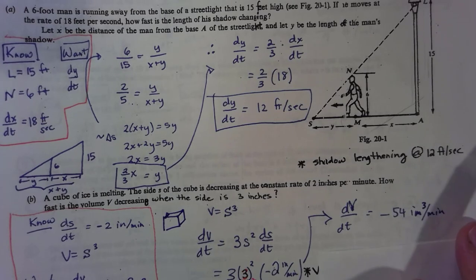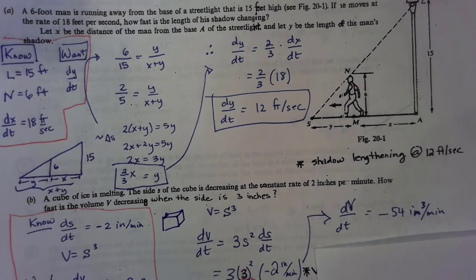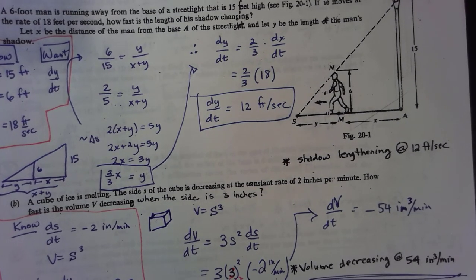Now I can substitute the values I know. I know that s is 3. I know ds dt is -2. 3 squared is 9. Times 3 is 27. This gives me inches squared. This gives me inches here, which is going to give me cubic inches per minute. My volume is decreasing at 54 cubic inches per minute.